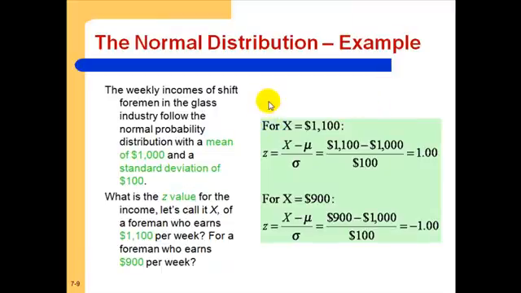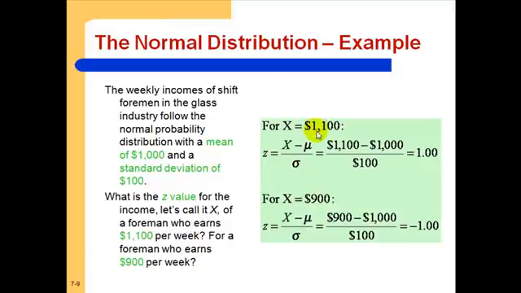Normal distribution examples. The weekly incomes of shift foremen in the glass industry follow the normal probability distribution, with a mean of 1,000 and a standard deviation of 100. So now we know the mean is 1,000 and the standard deviation is 100. What is the z-value for the income, let's call it x, of a foreman who earns 1,100 per week, and for a foreman who earns 900 per week? So how do you find the z-value for that?